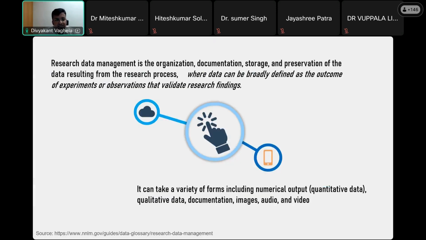Research data management is the process, basically, of organization, documentation, storage and preservation of data resulting from the research process, where the data can be broadly defined as the outcome of experiments and observations that validate the research findings. So this is what research data management is. It can take a variety of forms, including numerical outputs, quantitative and qualitative data. It also contains images, audio, video.